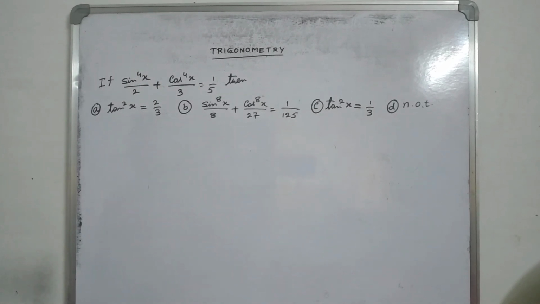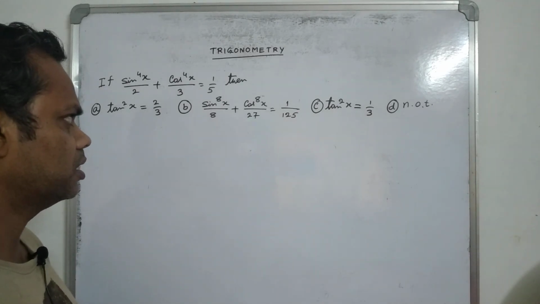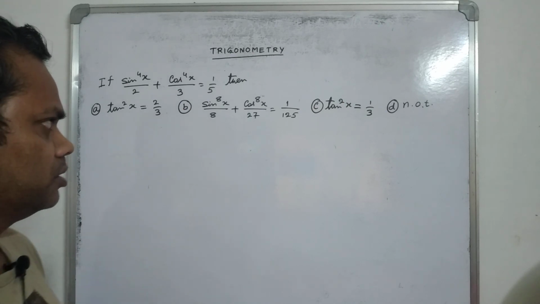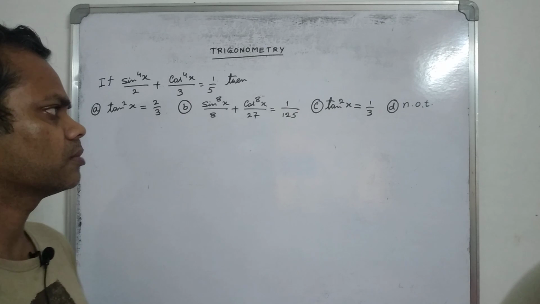if sin to the power 4x by 2 plus cos to the power 4x by 3 is equal to 1 by 5, then tan square x equals 2 by 3, or sin to the power 8x by 8 plus cos to the power 8x by 27 equals 1 by 125, or tan square x equals 1 by 3, or none of these.